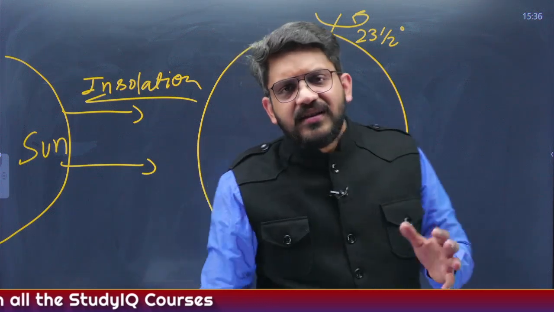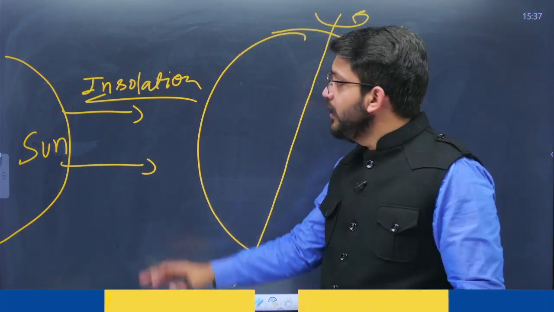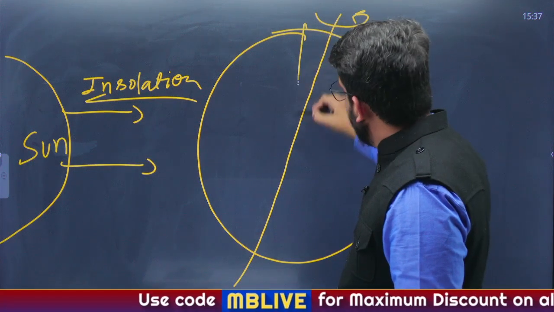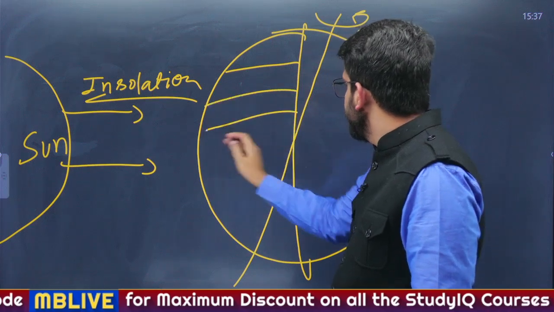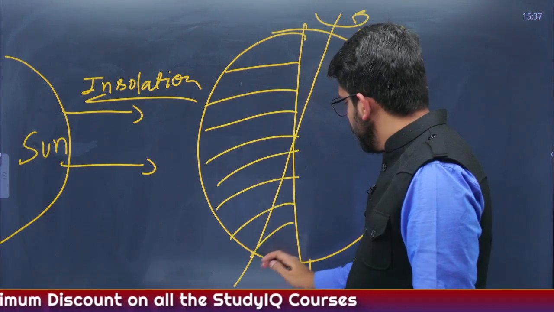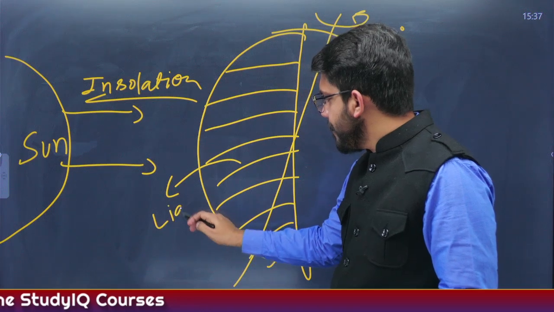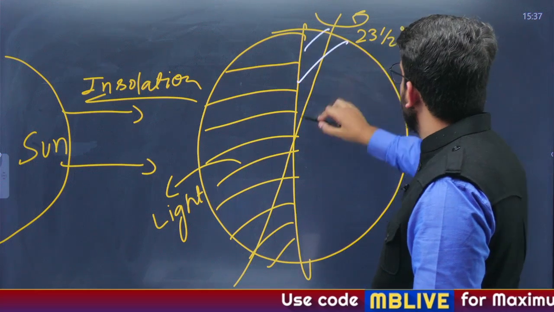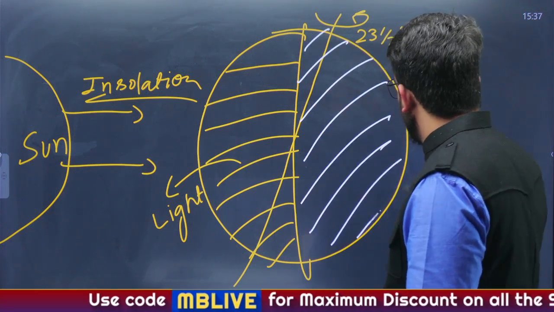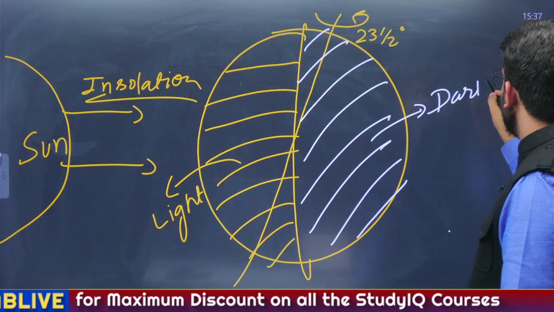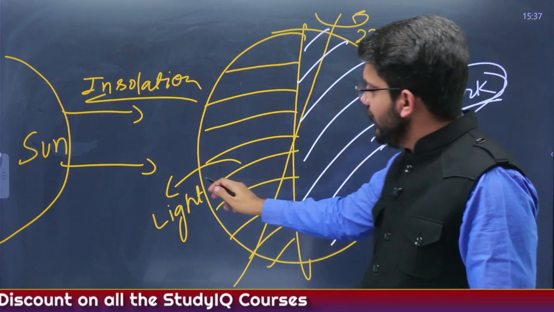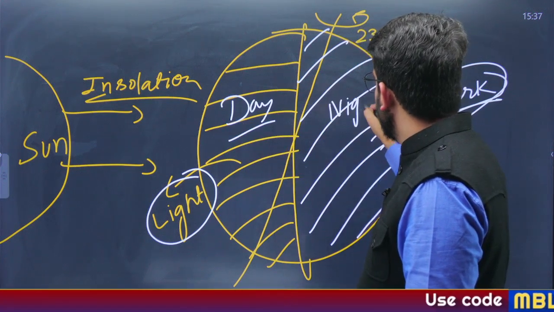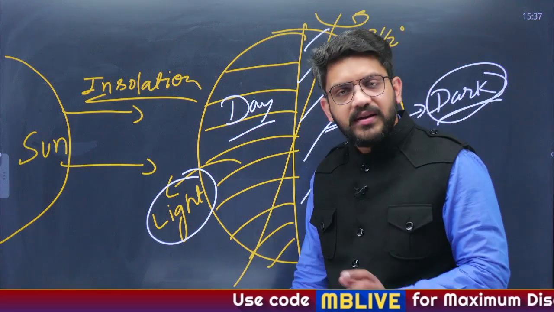As we have already discussed, the sun is the only source of heat as well as of light in our solar system. Light is coming from the sun. You will find light on this side of Earth, and on the other side you will not find light. That means there it is the dark side. This is the light side. I can say this is day and this is night.